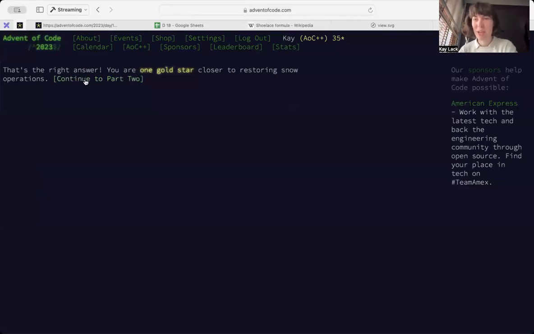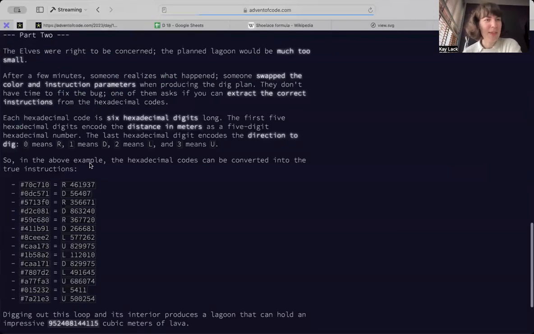All right. Now, the next one I imagine will need some programming. Much too small. Swap the color and instruction parameters when producing the dig plan. They don't have time to fix the bug. One of them asks if you can extract the correct instructions from the hexadecimal codes. Each hexadecimal code is 6 hexadecimal digits long. First 5 encode the distance in meters as a 5-digit hexadecimal number. The last hexadecimal digit encodes the direction to dig.